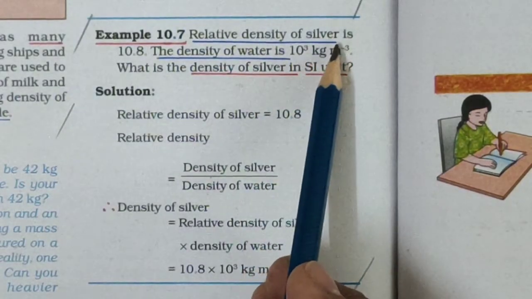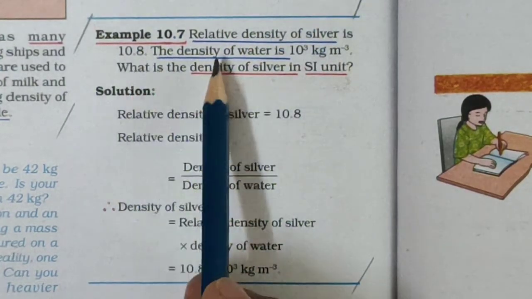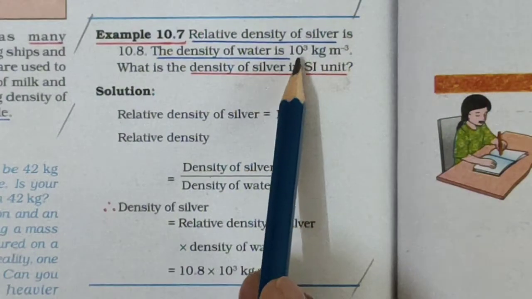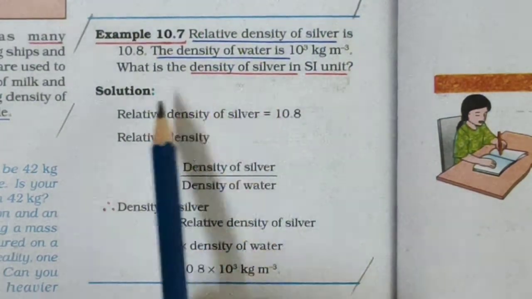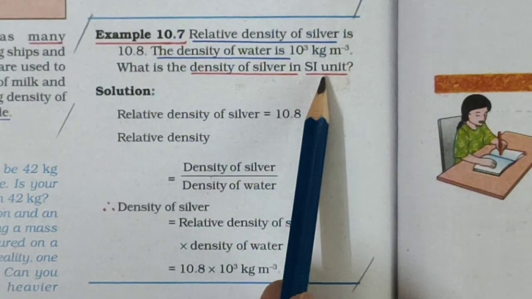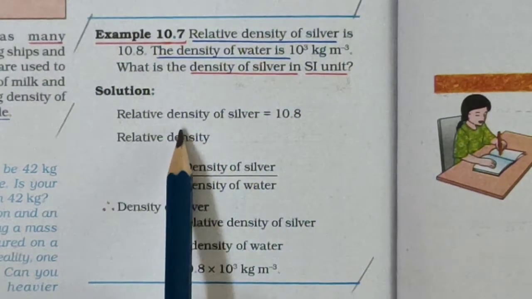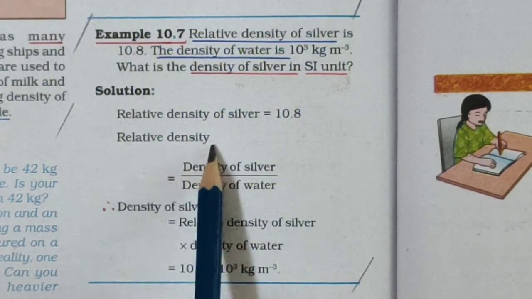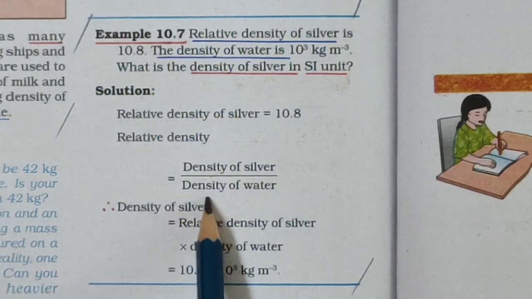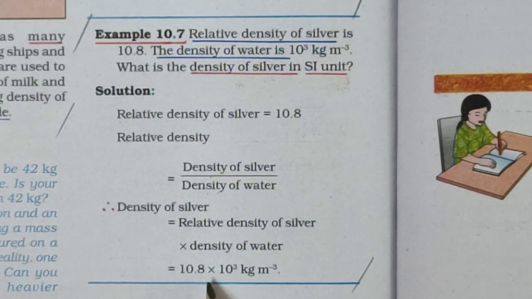The relative density of silver is 10.8. The density of water is 10^3, that is 1000 kg per meter cube. What is the density of silver in SI unit? They have given the relative density and the density of water, so we need to find the density of silver. Relative density is given as 10.8. From the relative density formula, we have the density of silver divided by the density of water. Therefore, the density of silver is equal to the relative density times the density of water, that is 10.8 times 10^3 kg per meter cube.